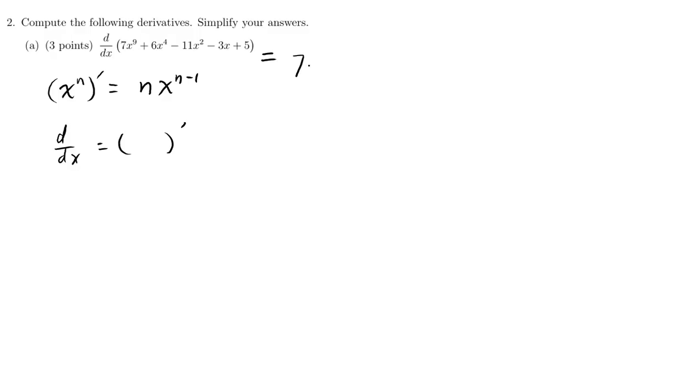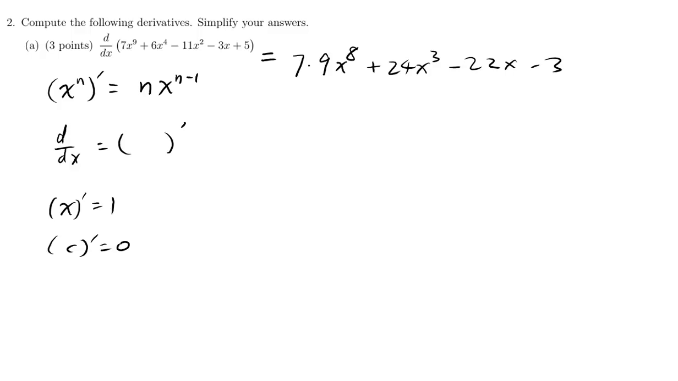Okay, 7 times 9 comes down, and you subtract 1 off of 9, which is 8, plus 4 comes down. 4 times 6 is 24, x cubed. 2 comes down. 2 times 11 is 22. And then another thing is x prime is 1. Any constant prime is 0. So using that, you get negative 3, x differentiates to 1, so you just get negative 3, and 5 when you differentiate is 0. So 7 times 9 is 63, x to the 8th plus 24, x cubed minus 22x minus 3.